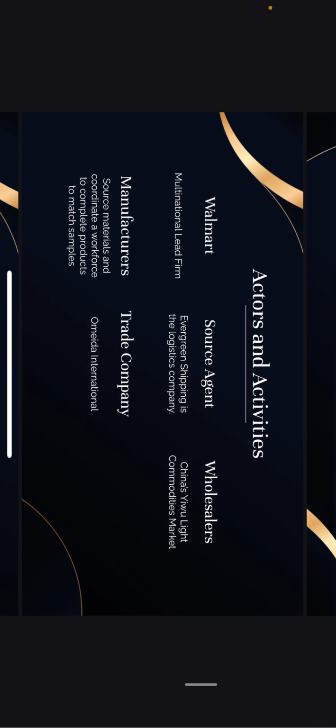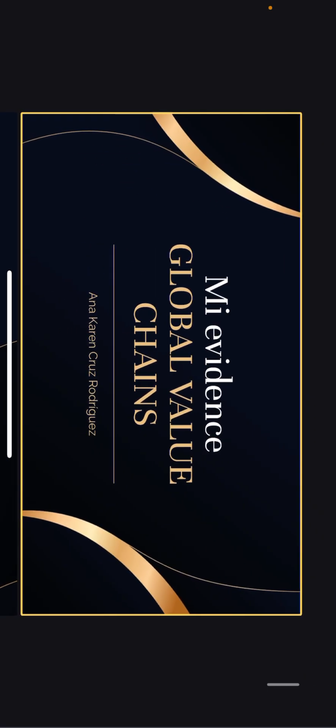So now the actors and activities. Okay, so we have Walmart, which is a multinational led firm. We know that it's a primary buyer in this global value chain, and it needs to determine where, what, and when are we gonna start selling to people, and to be able to communicate through the sourcing agents with the specific producers, the suppliers.